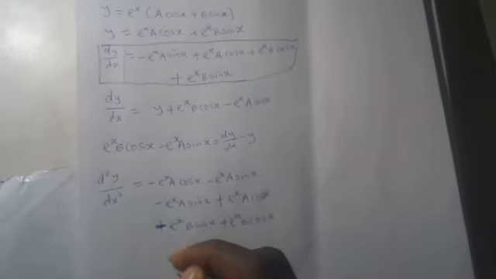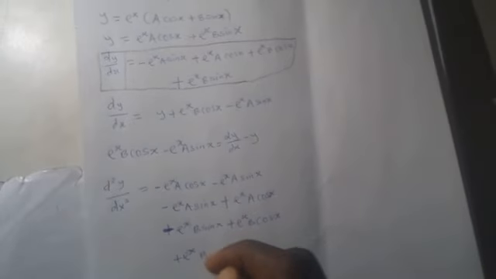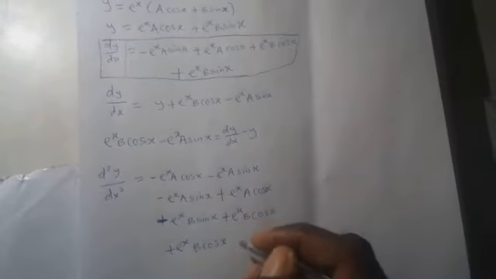Now I'll come to the last but not the least here. So if I differentiate this and I keep this constant, I'm going to have positive exponential x b cos x. Now keep this constant and differentiate exponential x, I'm going to have positive exponential x b sin x.